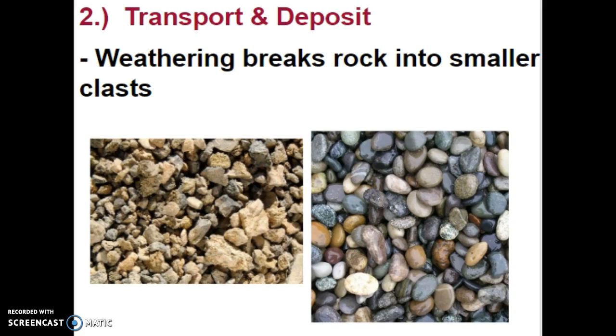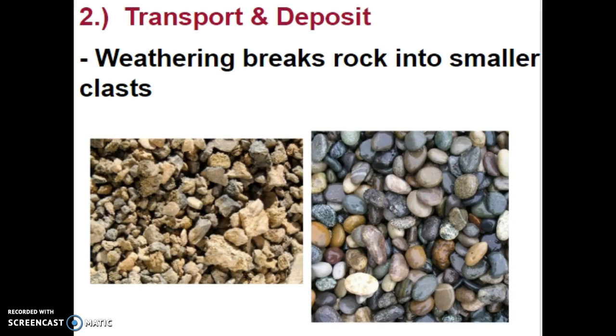So weathering breaks the rock down into smaller and smaller and smaller clasts. We can tell a lot about the environment that certain types of sedimentary rocks were formed in because of the size of the clast and their shape. Jagged edges, rough edges, pointy edges would clue into a geologist that that environment where that sedimentary rock was formed was probably the same place where it was weathered or eroded.